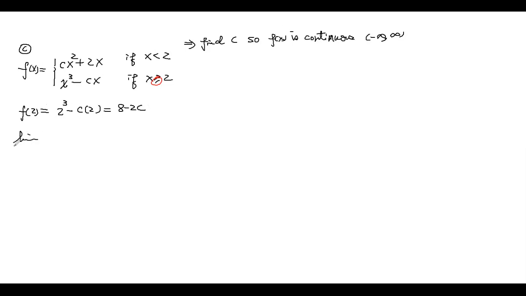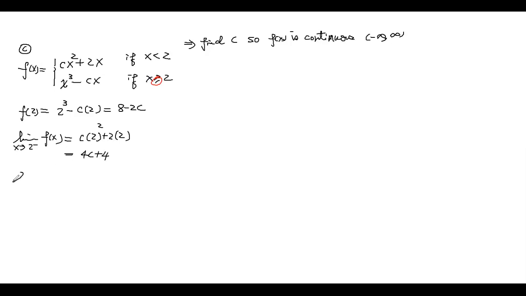Okay, so the same way, now I need to find the limit. So I will say limit as x approaches 2 from the left-hand side of f of x. If it's from the left-hand side, that means it's the first equation, right? So this will be c times 2 squared plus 2 times 2. So what is here? This is 4c plus 4.